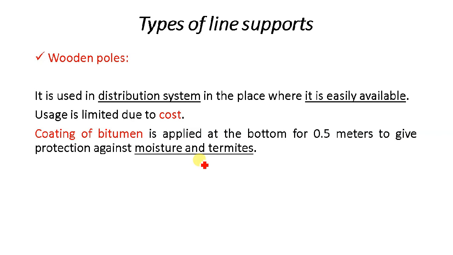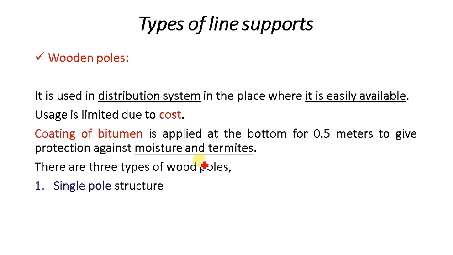Okay, so these kinds of poles are used in low voltage distribution systems. When the voltage is less than 11 kV, we can use wooden poles. Now there are three types of wooden poles that we are going to discuss today. The first is single pole structure, the second is A-type structure, and the third is H-type structure. Let us discuss each one by one.